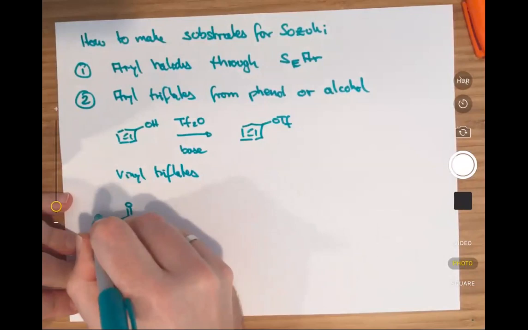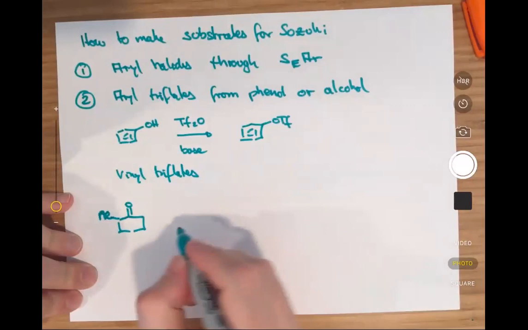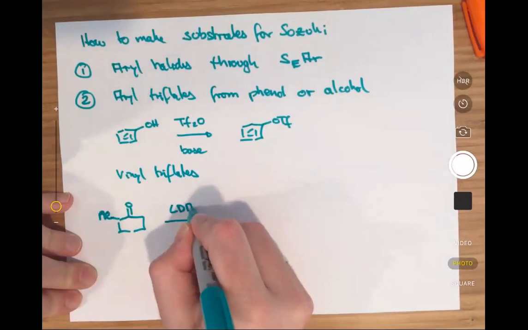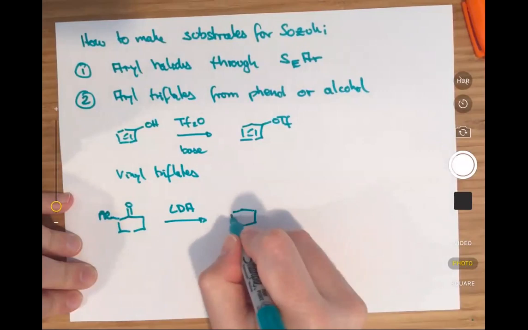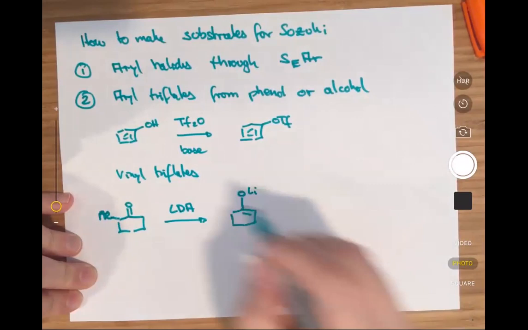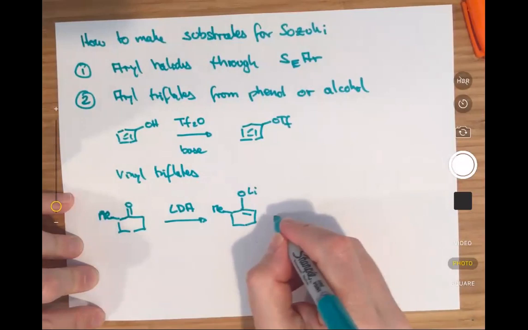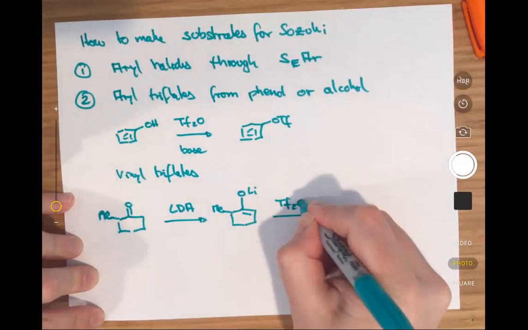And you can do an enolization of this. Let's use LDA, for example, here. And you'll generate an intermediate species that then is the enolate, lithium counter ion here, methyl group here. And then you could quench this reaction with triflic anhydride and basically take this alcohol and turn it into the vinyl triflate, right?